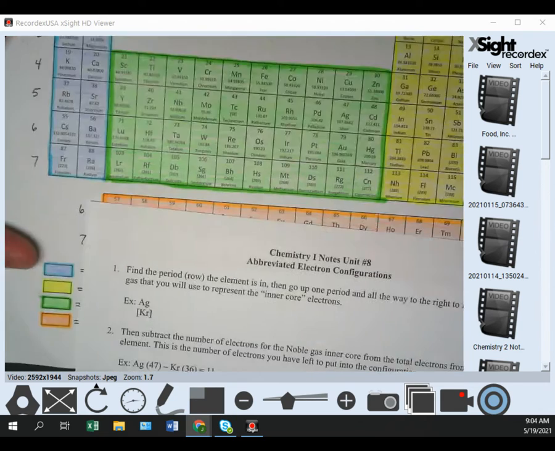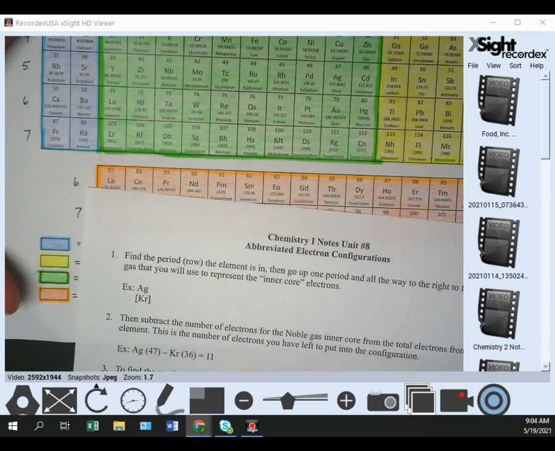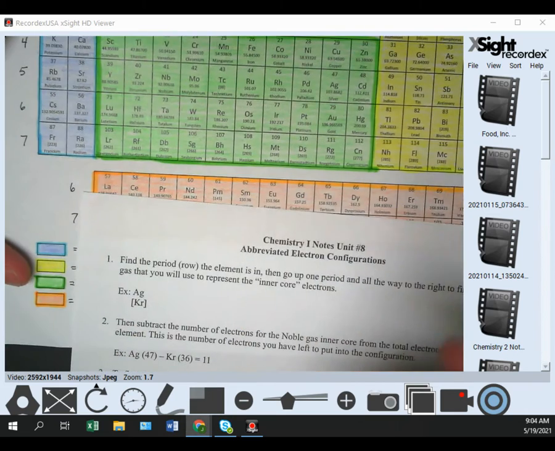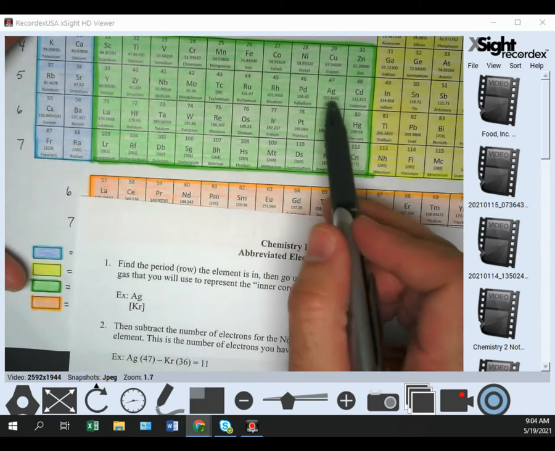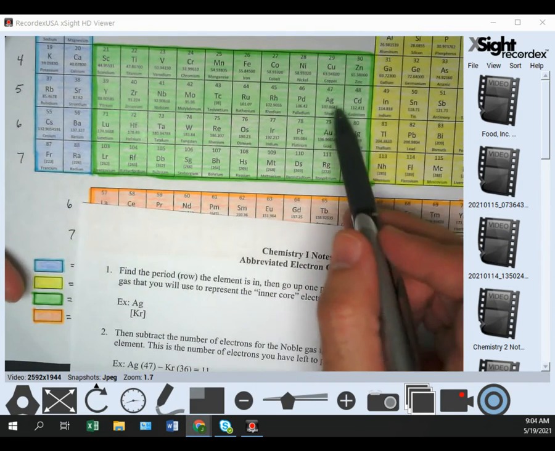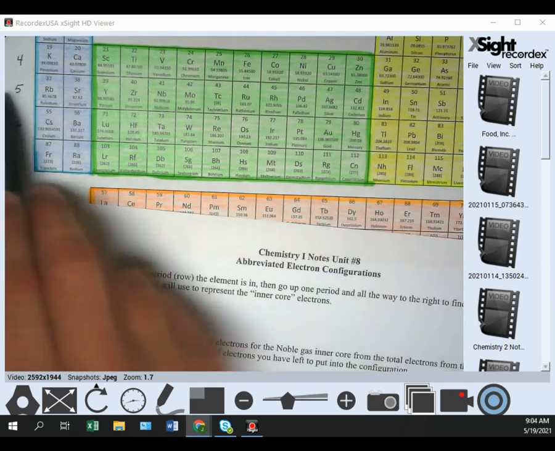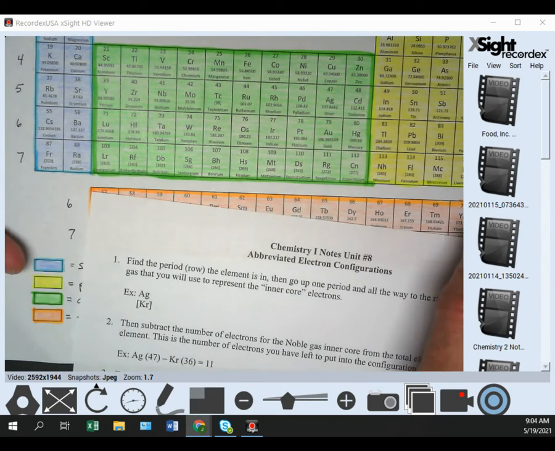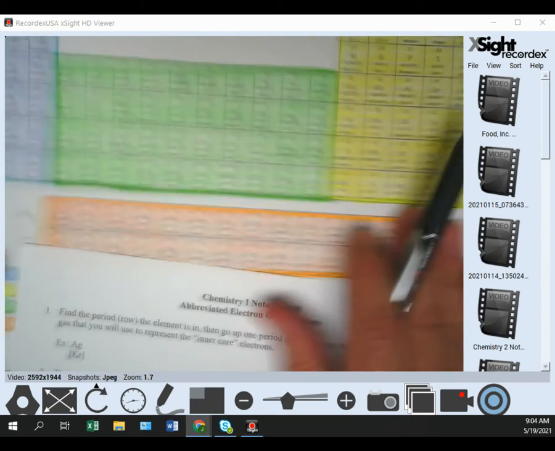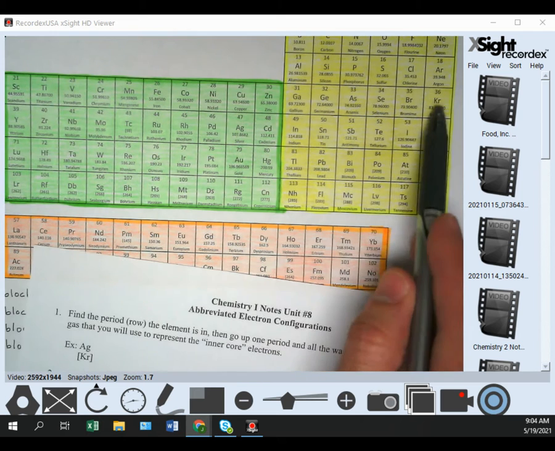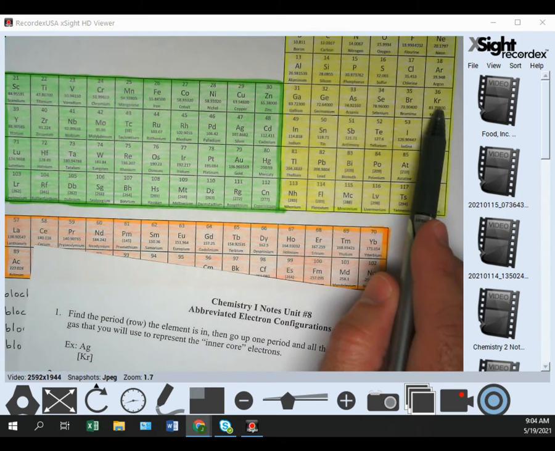So to find what they call the noble gas inner core, or the inner electrons, you go to the last noble gas before the element that you're doing. Like if our element is silver, Ag right here, we find the last noble gas. And to find that, you either go back like this, or I just find it easier to say go up one row and all the way to the right. We go up one row, all the way to the right, and we find krypton.